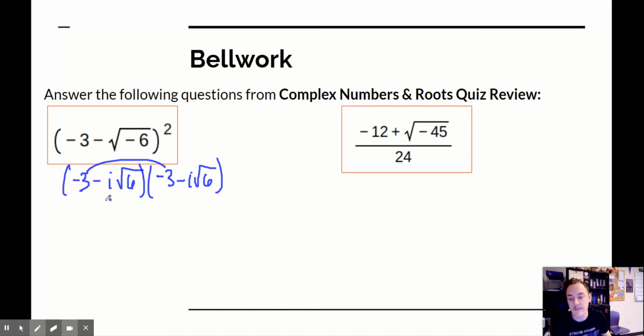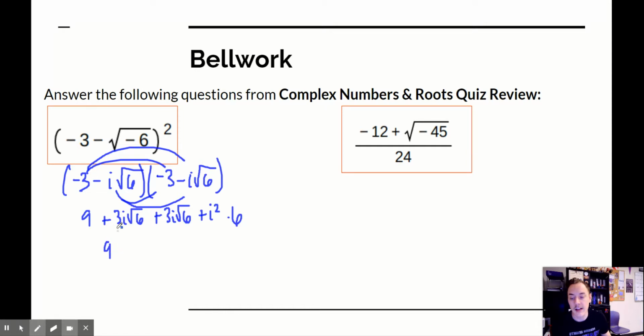Now I'm going to FOIL it. So this is 9. This is going to be plus 3i radical 6. Negative times negative, positive. 3 times i is 3i radical 6. And then right here is going to be positive 3i radical 6, just like I had. And this is going to be a positive i squared. 6 times 6 is just 6.